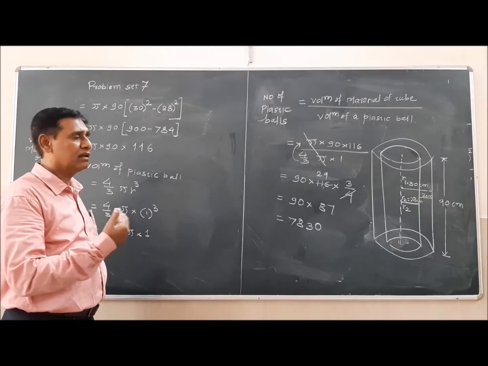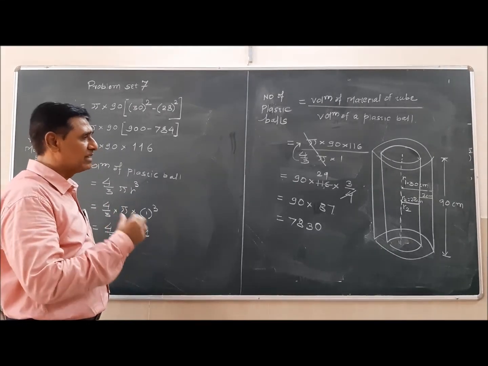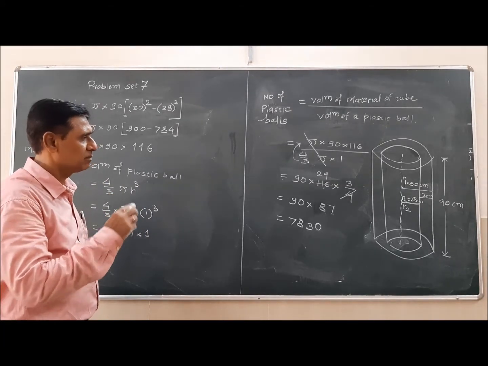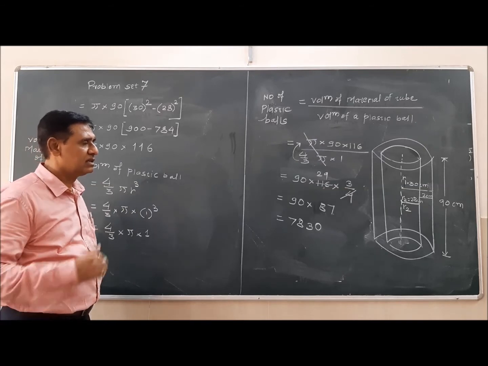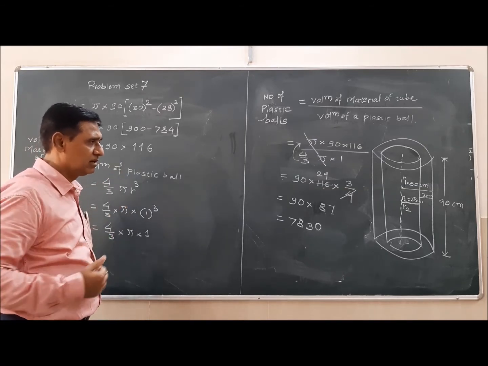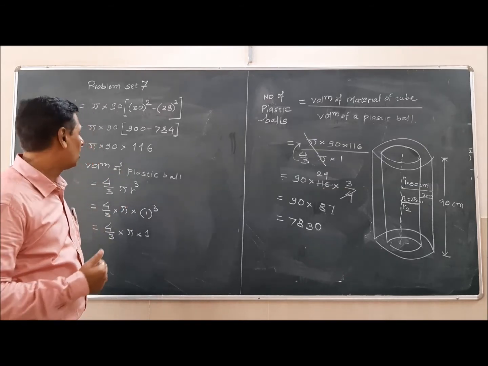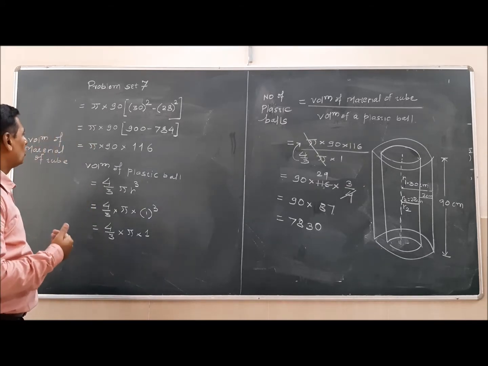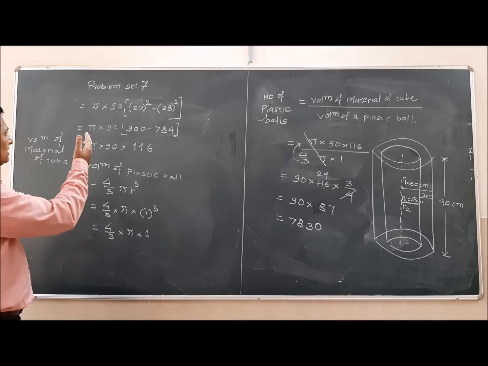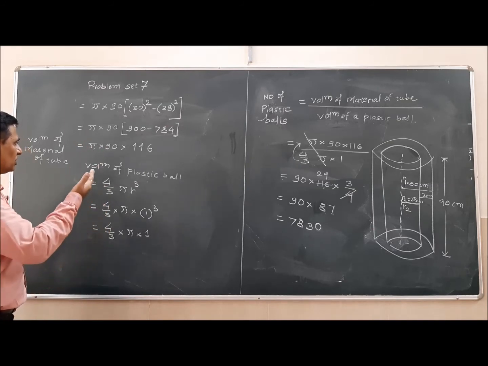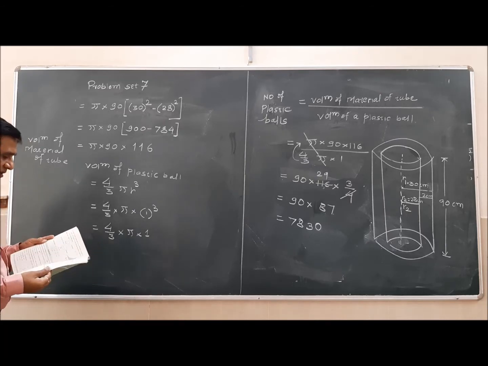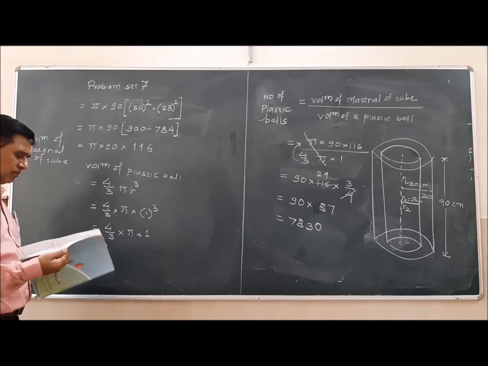It is very important to note in this sum that the height we have to keep as it is. Then the inner radius is 28, because the thickness of the tube is given as 2 centimeter and the outer radius is 30, so 30 minus 2 is 28. You must know the square of 28, which is 784, so you will find that 900 minus 784 is 116, and later on we obtain this value. So this is how we will find it.